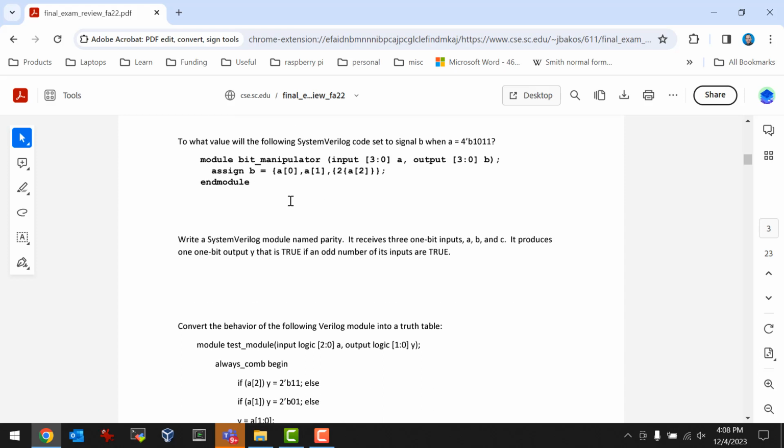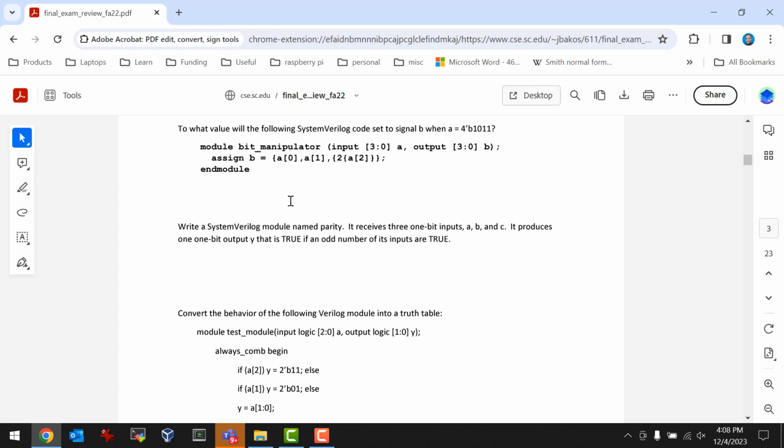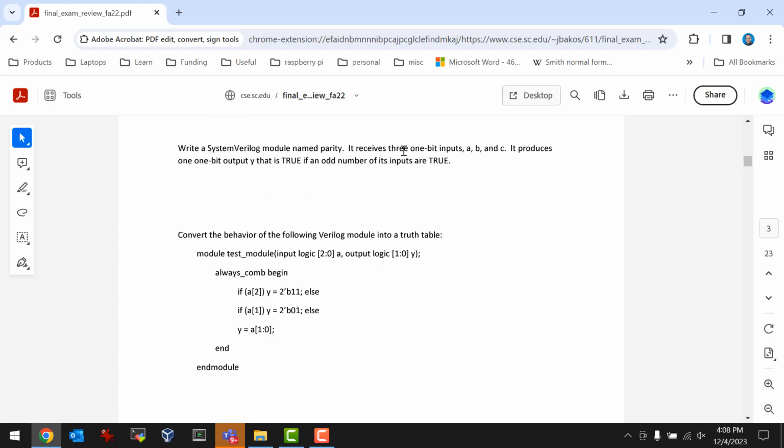To what value will the following SystemVerilog code set the signal when A is 1011? This is just scrambling the bits of A. So B is going to be 1, 1, 0, 0, right? 1, 1, 0, 0. Any questions on how I got that?